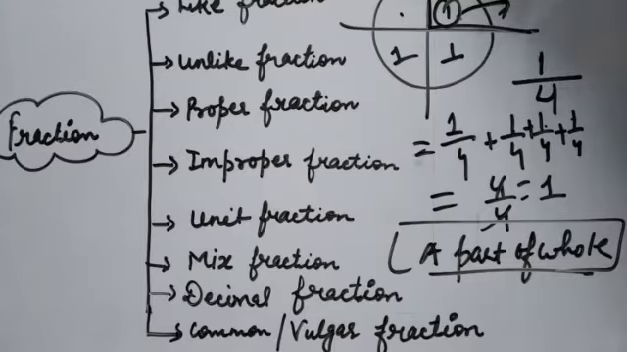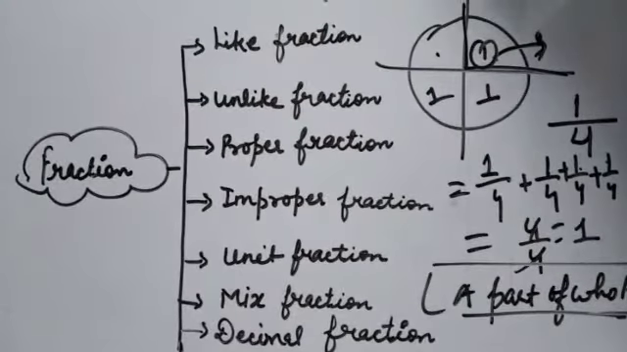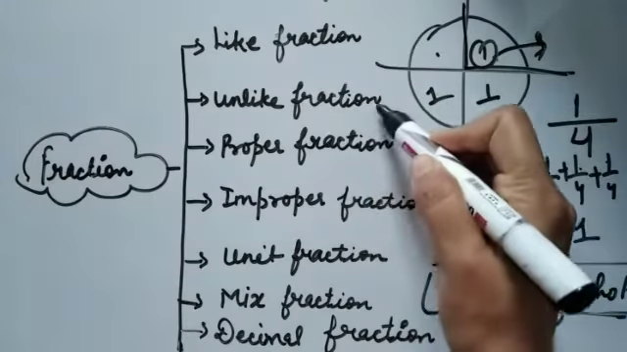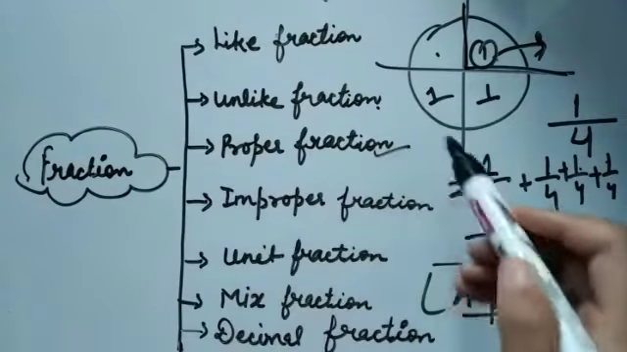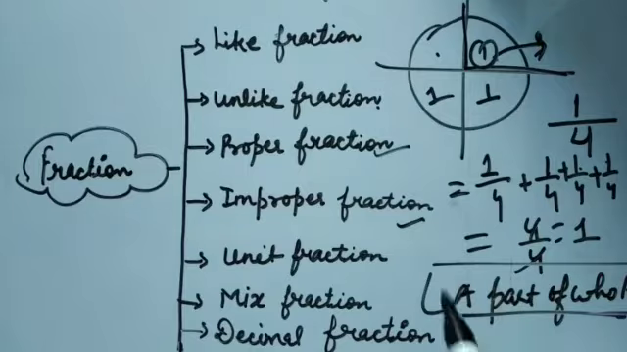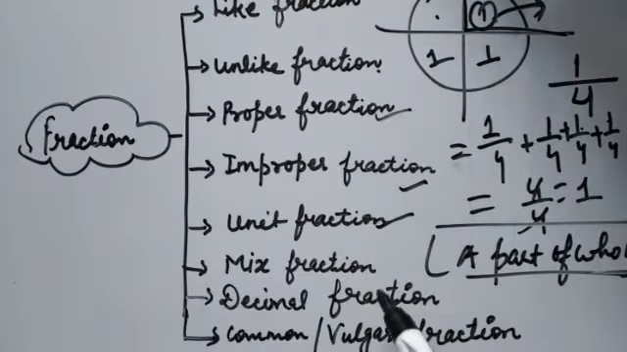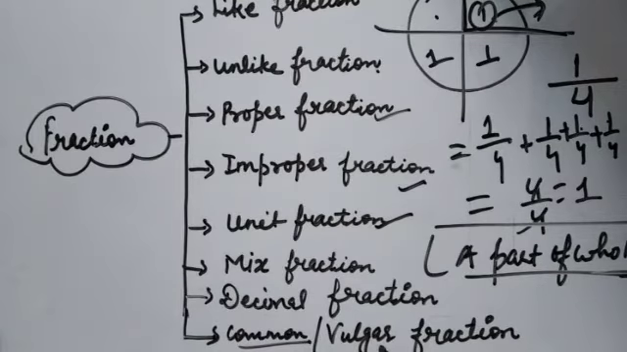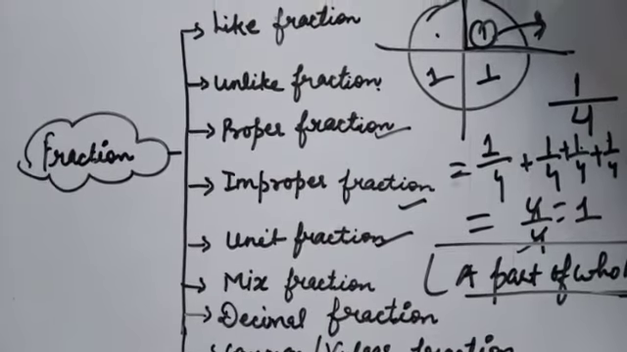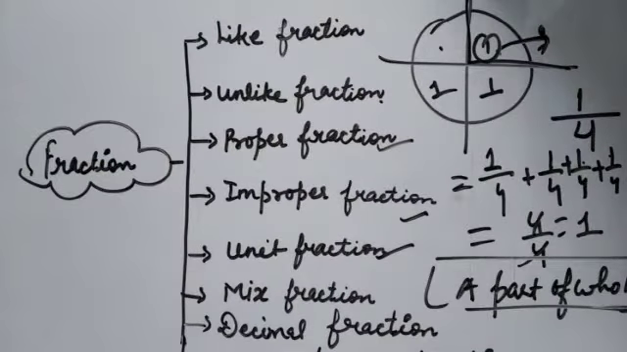For example, you can see here there are types of fraction. First one is like fraction, unlike fraction, proper fraction, improper fraction, unit fraction, mixed fraction, decimal fraction, and last one is common or vulgar fraction. So, like fraction, I'm going to explain you.